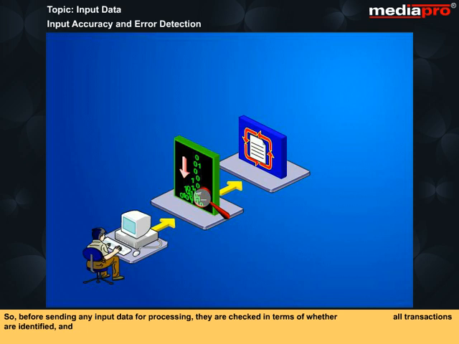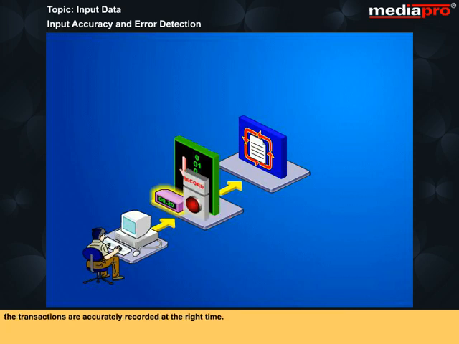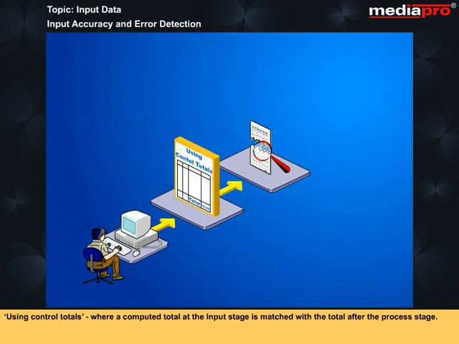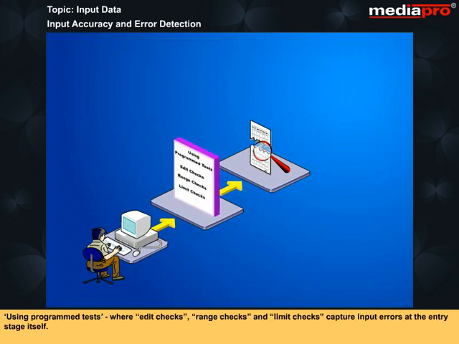So, before sending any input data for processing, they are checked in terms of whether all transactions are identified and the transactions are accurately recorded at the right time. A few of the commonly used error detecting procedures include accounting for pre-numbered source documents, where a missing number in a sequential series detects a missing form; using control totals, where a computed total at the input stage is matched with the total after the process stage; using programmed tests, where edit checks, range checks, and limit checks capture input errors at the entry stage itself.